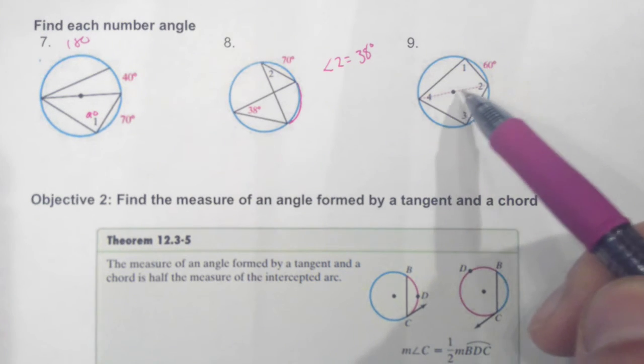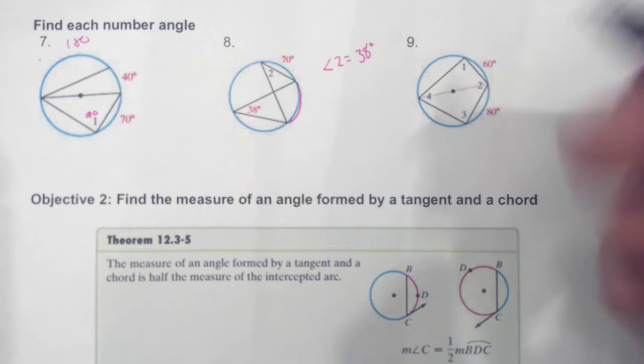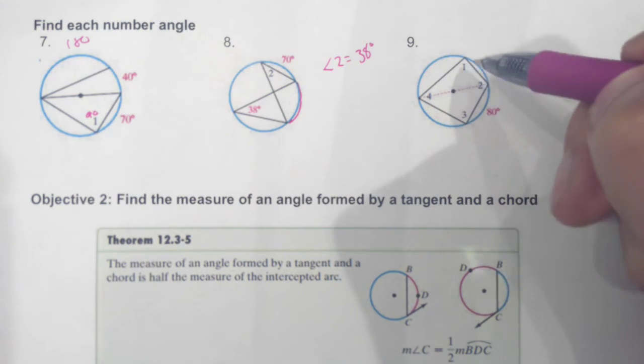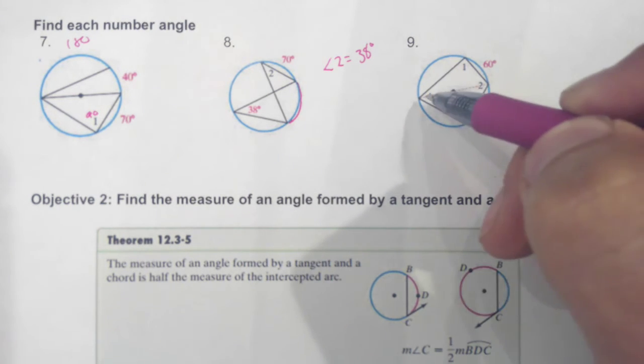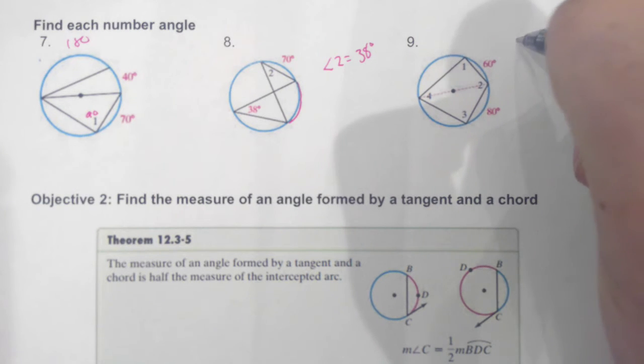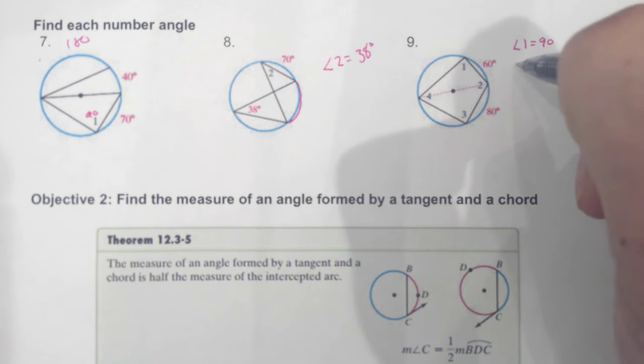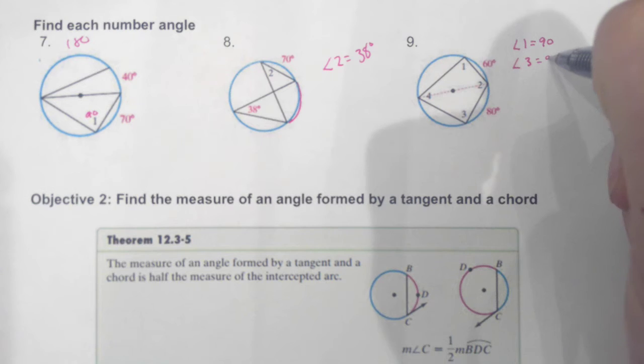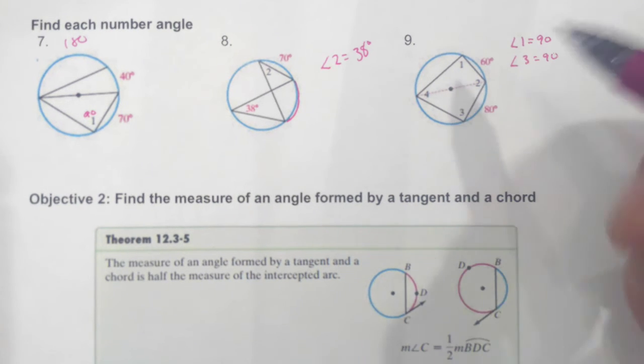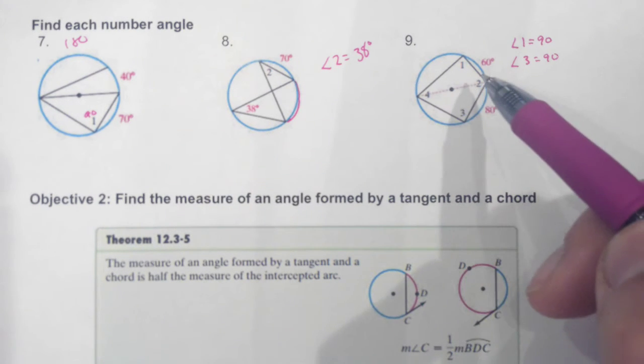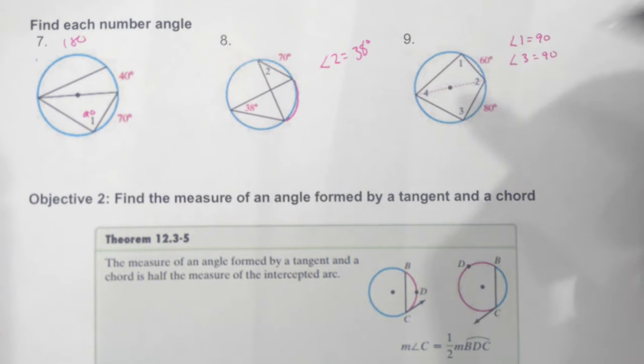Okay, number 9. This is nice because notice we've got a diameter in there. So that means angle 1 is 90 and angle 3 is also 90. And then all I have to do is figure out one of the other two, and the other one has to be its supplement.